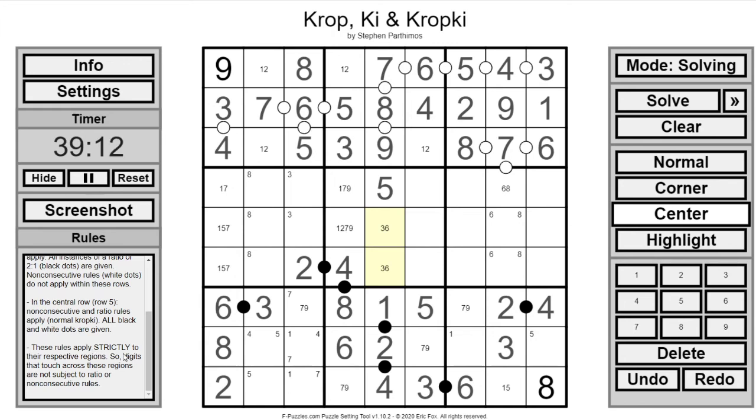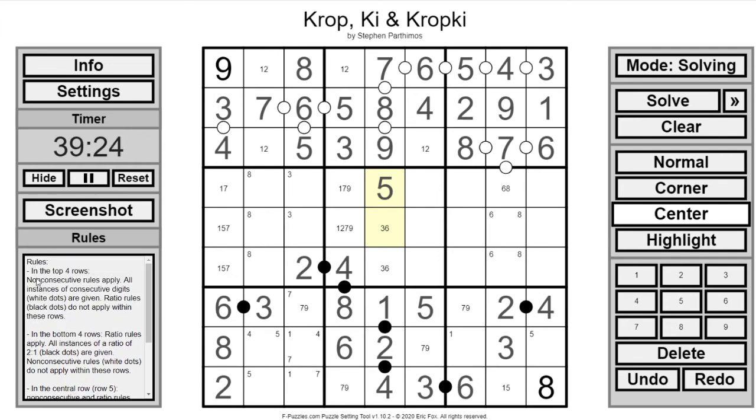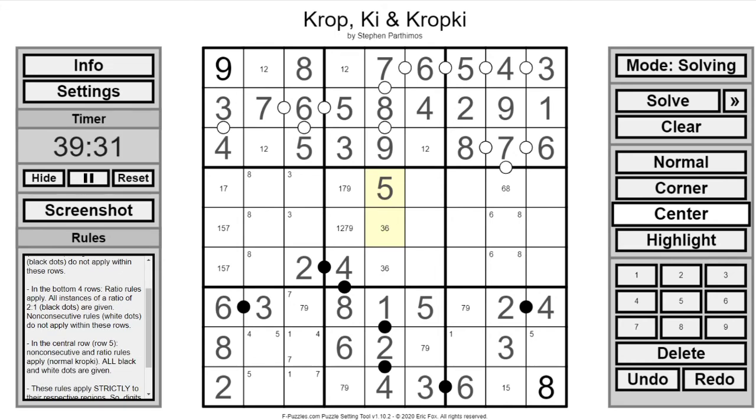These rules apply strictly to their respective regions, so digits that touch across these regions are not subject. But the 5 and the 6 are non-consecutive rules from these 4 regions. What was that?